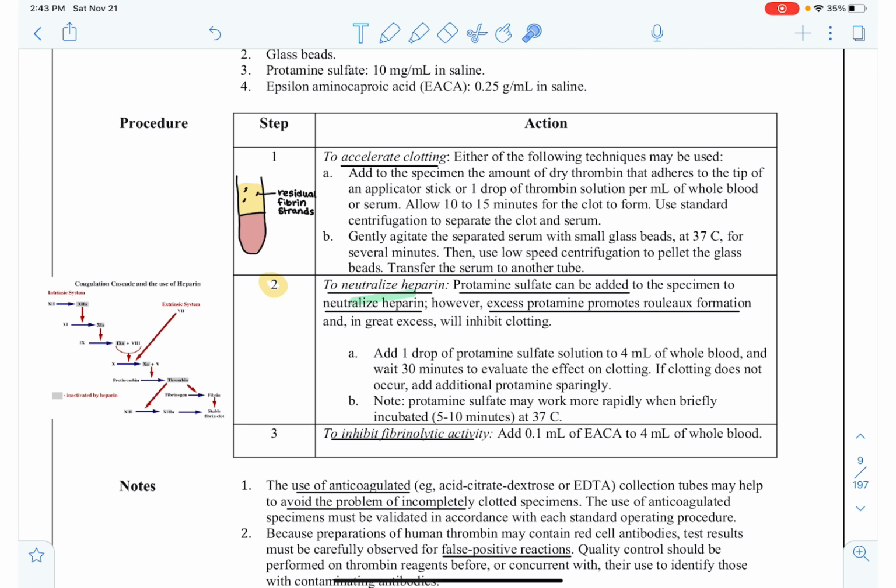The procedure also notes that rouleau formation can occur if excess protamine sulfate is added, so be careful with the amount that you are adding. As we know, rouleau formation can appear to be agglutination even though it's not. The procedure is rather simple. We add 1 drop of protamine sulfate to 4 milliliters of whole blood, and we wait 30 minutes to evaluate the effect on clotting. If the clotting does not occur, we'll add protamine sparingly. The protamine sulfate may work more rapidly when briefly incubated at 37 degrees Celsius.